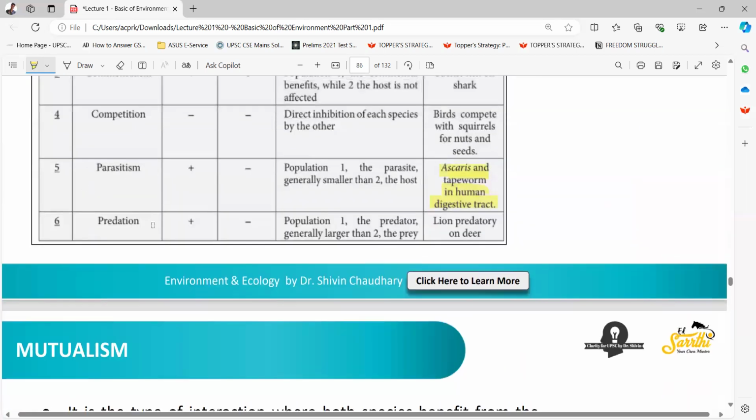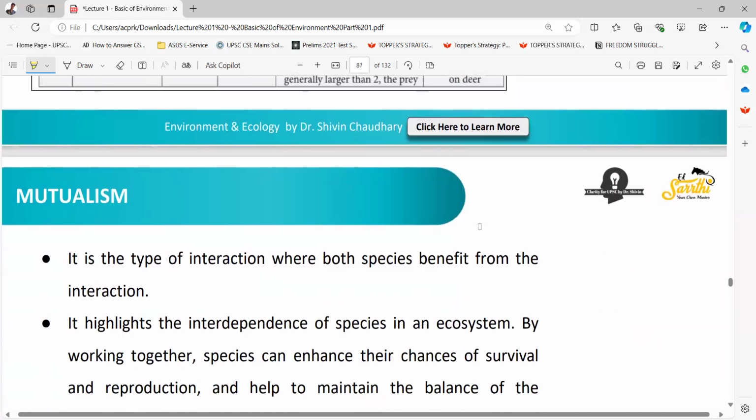Sixth one is predation, plus minus. Population 1, the predator, is generally larger than population 2, the prey. Example, lion predatory on deer.